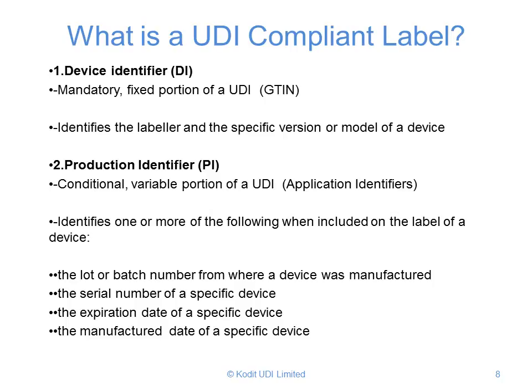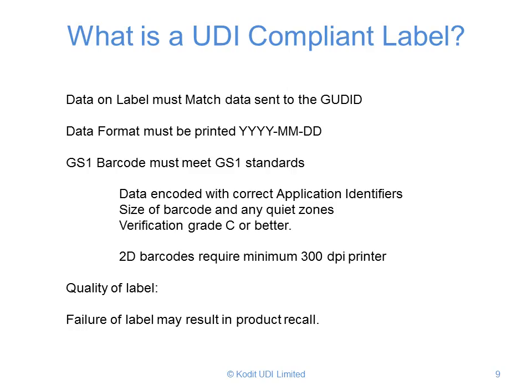There's two main areas on the label, what they call the device identifier, which is mandatory, normally a GTIN that identifies you as the labeler, and what they call product information, product identifier, that's the variable information that you would put on a label, lot number, batch number, expiration date, etc. So to recap, in order to be compliant, the data on the label must match data sent to the GUDID.